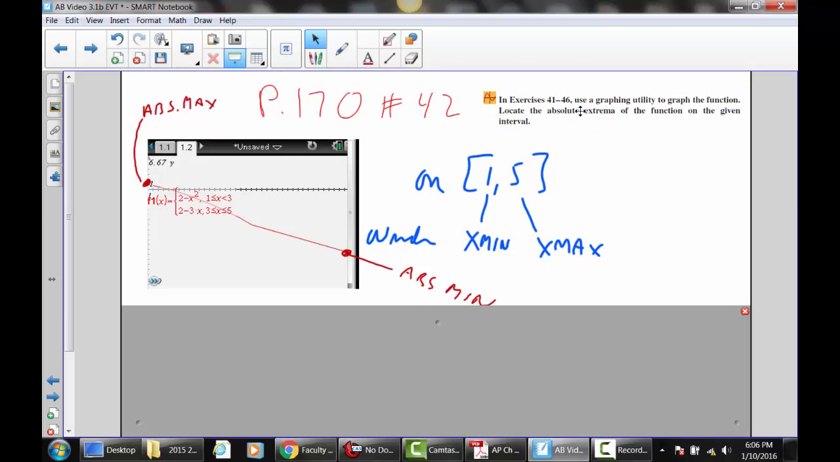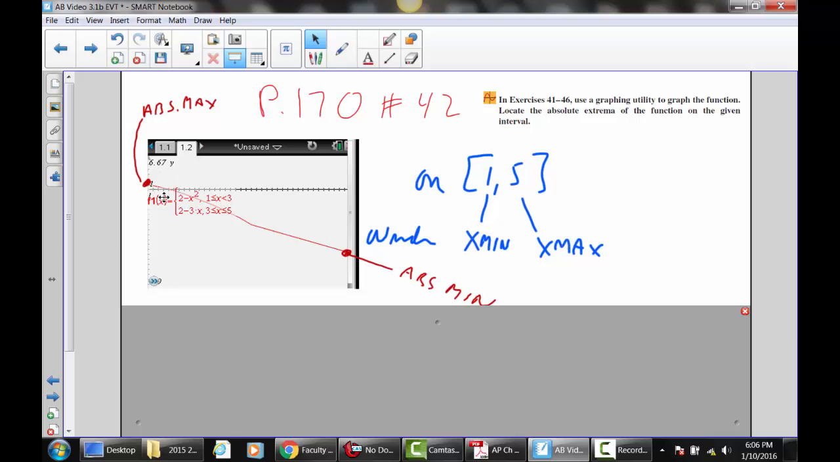In 41 through 46, they say use a graphing utility to graph the function and then locate the absolute extrema of the function on the given interval. So they do give you a function. In number 42, it happens to be a piecewise function. We've talked about how to enter that. And they do want it on the closed interval from 1 to 5. That's going to be your window, your x-min, and your x-max.